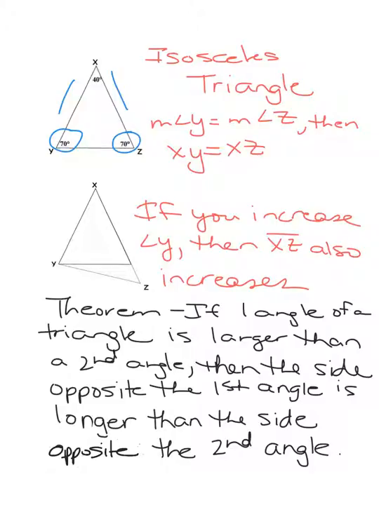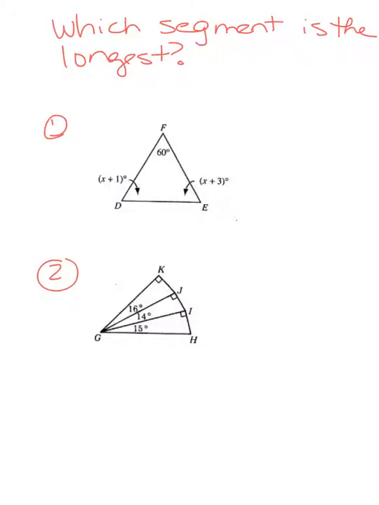So look what happens in that second diagram. As I make the measure of angle y larger, as that increases, then this side xz also increases. So our theorem states if one angle of a triangle is larger than a second angle, then the side opposite the first angle is longer than the side opposite the second angle. We are now asked which segment is the longest in our given diagram. So let's look at number 1.